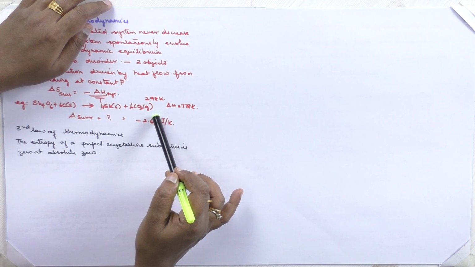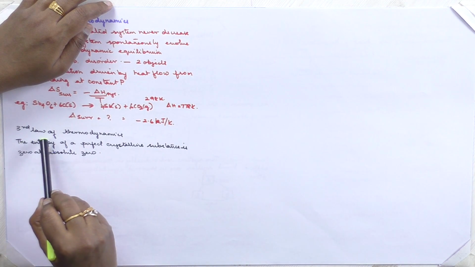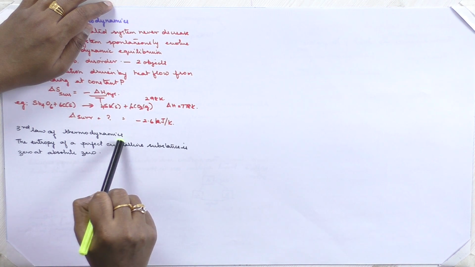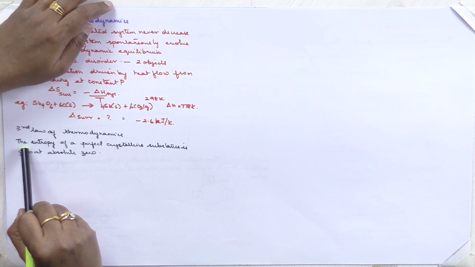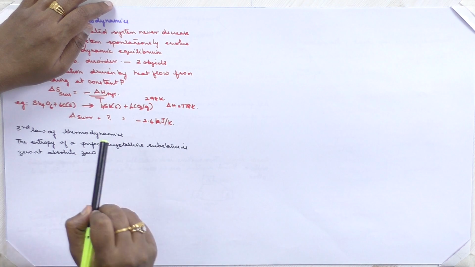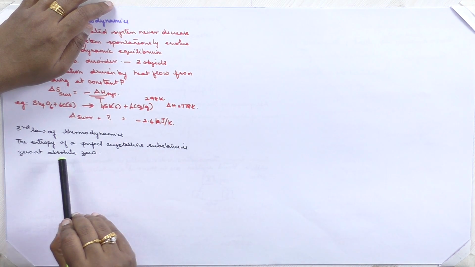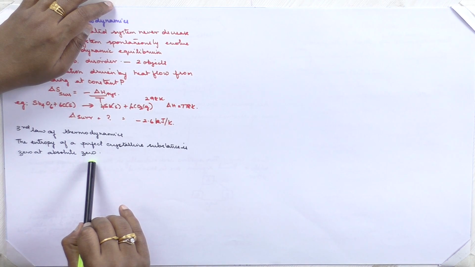Now coming to the third law of thermodynamics. The third law of thermodynamics says that the entropy of a perfect crystalline substance is zero at absolute zero.